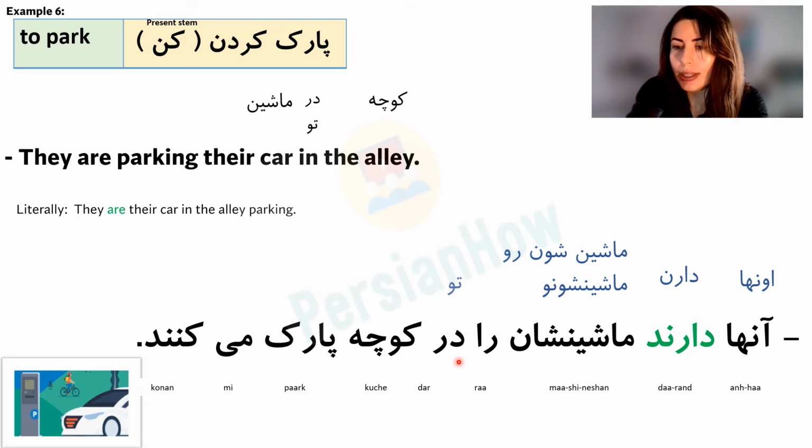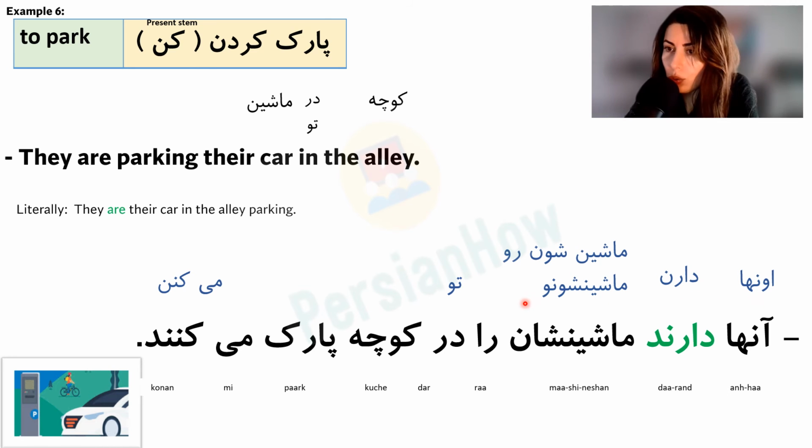And then the preposition در is تو. Remember, it's written like تو, second person singular, but the pronunciation is different. This is تو. And then میکنند, میکنن. So let me read it one more time, informally. اونها دارن ماشینشون رو تو کوچه پارک میکنن. Or اونها دارن ماشینشون رو تو کوچه پارک میکنن.